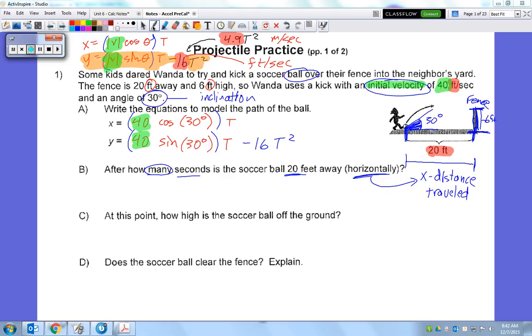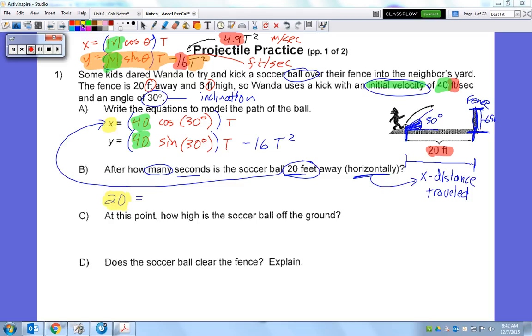How many seconds would it take for it to cover this 20 feet? Now, we're not being asked right now how high it would be at that point in time. We're just being asked, find the t that makes it complete that 20. So this 20 feet that's going to be traveled is the x value traveled. Okay, so that's the x value here.